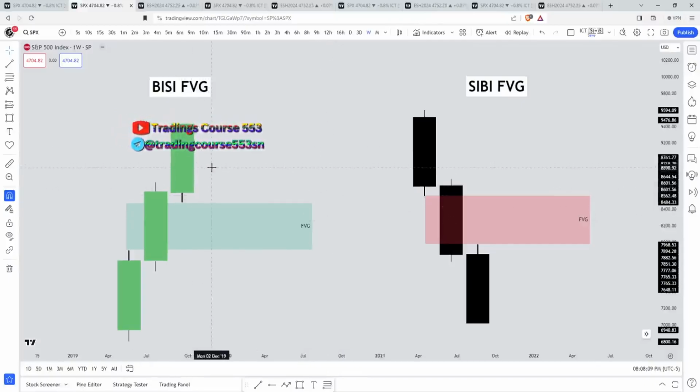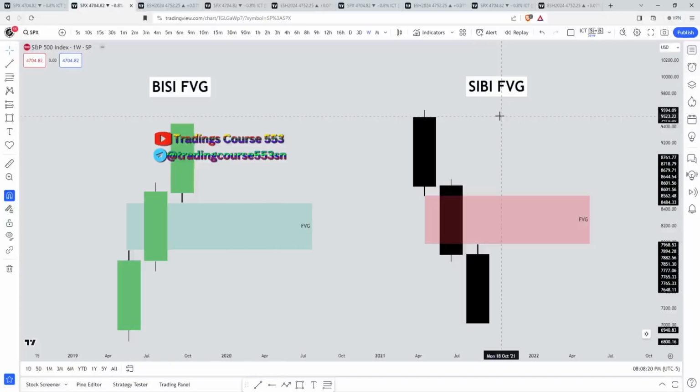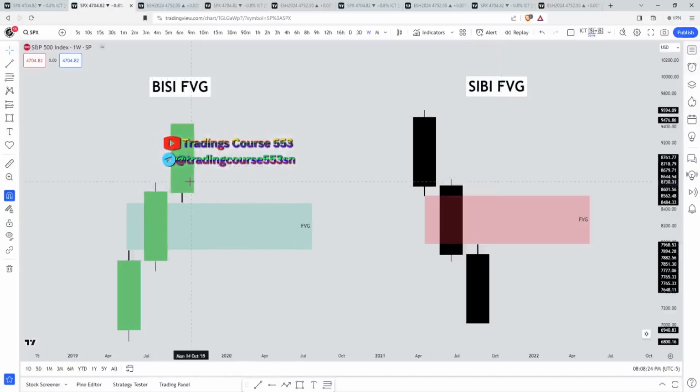So this is what a bullish fair value gap is. It's essentially a buy side imbalance, sell side inefficiency, so it's labeled as BISI fair value gap. The bearish fair value gap is labeled as SIBI fair value gap, or sell side imbalance, buy side inefficiency. So in the BISI fair value gap, it is a 3 candlestick pattern.